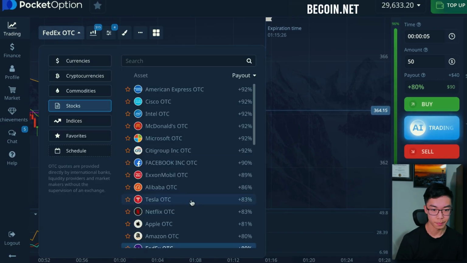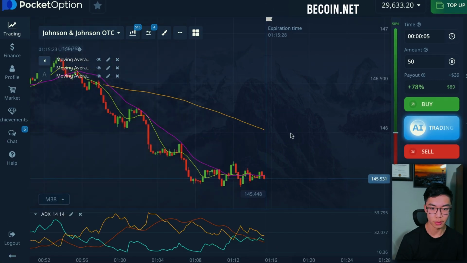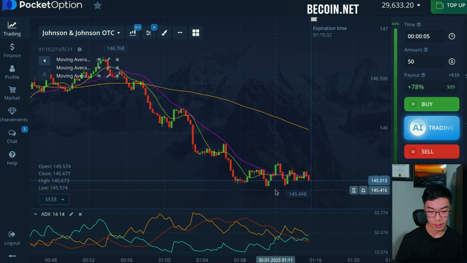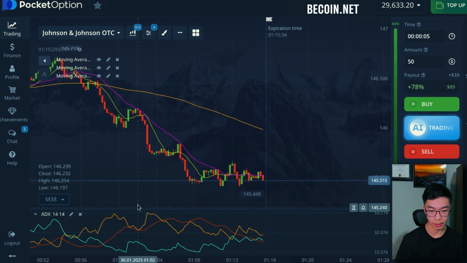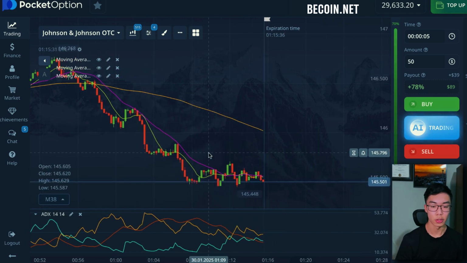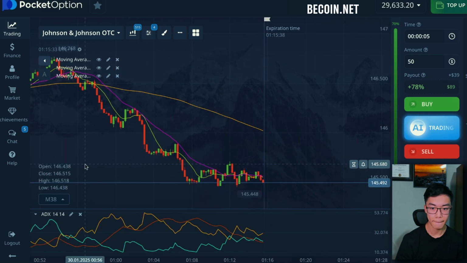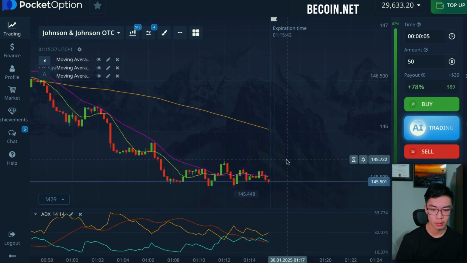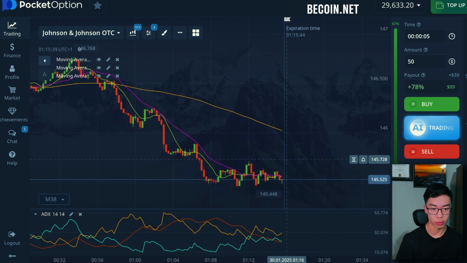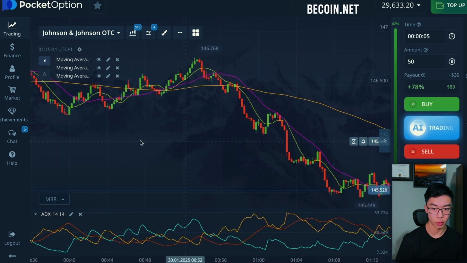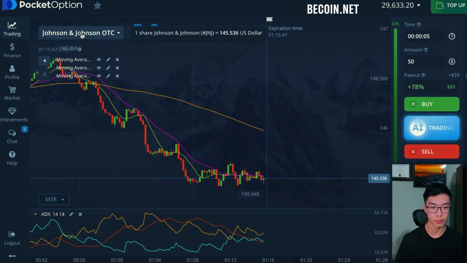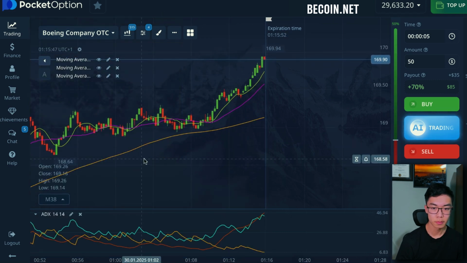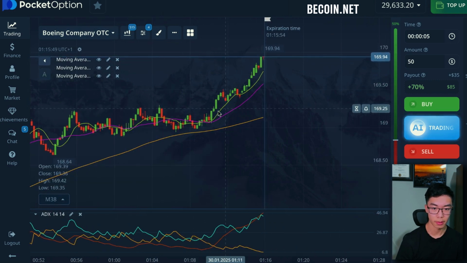Nothing too big here. Johnson. Yeah. I'd imagine there's going to be a breakout upwards happening fairly soon. I'm just not sure exactly when. Yeah, it's very unpredictable. But I'm very sure that there will be a breakout sometime soon for this one. It's Boeing. Okay, that's a breakout right there.